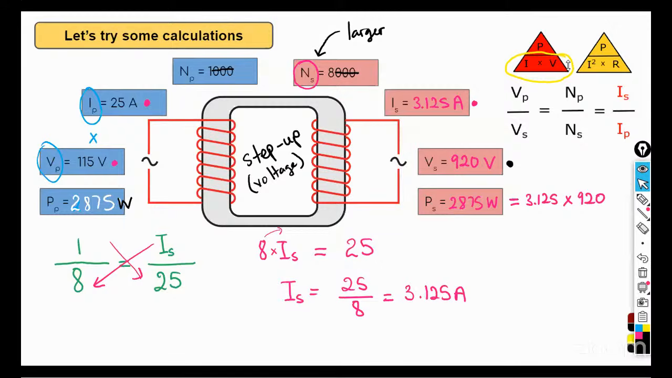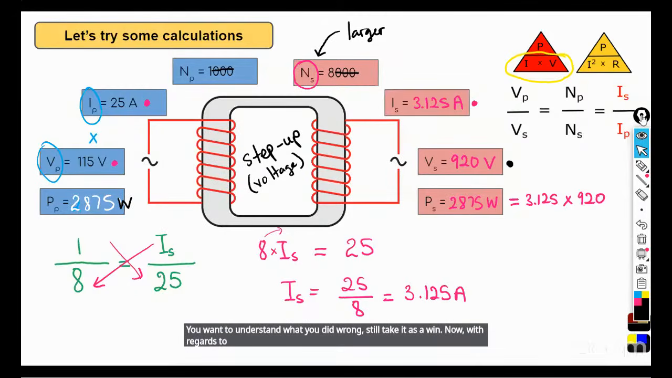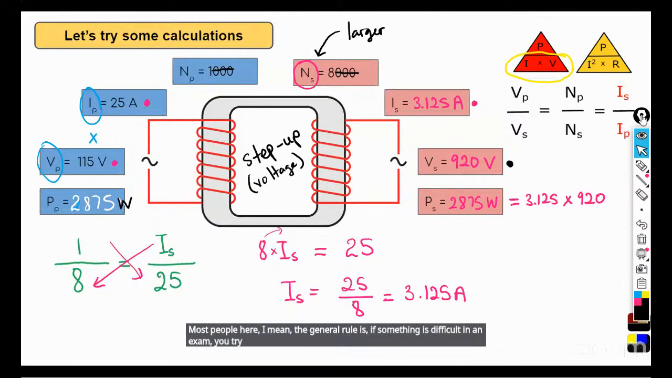Once you understand what you did wrong, still take it as a win. Now, with regards to significant figures, I hate significant figures. I will only use significant figures if the examiner forced me to write it as a significant figure. The general rule is if something is difficult in an exam, you try to avoid it unless you have no choice.